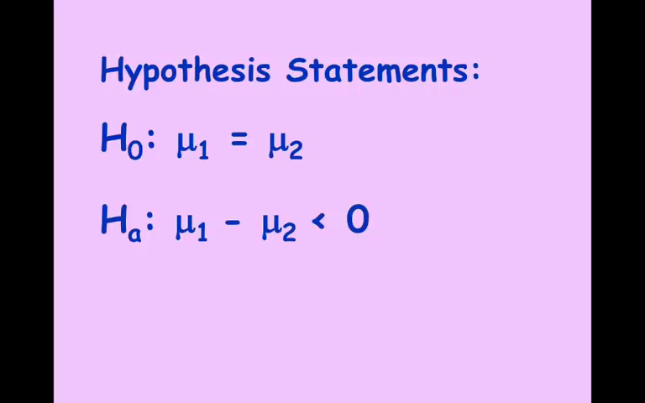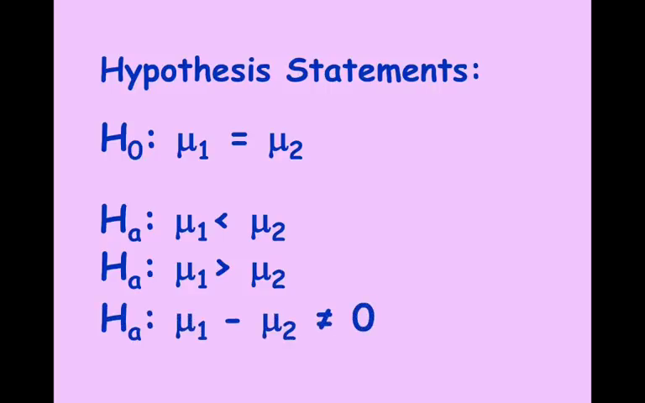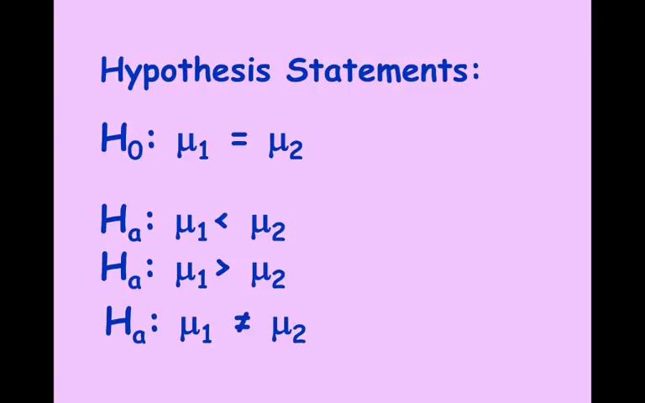Now, in looking at our alternative hypothesis, it could be that the difference in the means is less than 0. It's a negative difference if we took mean 1 minus mean 2. Doing a little bit of algebra, that also means that mean 1 is less than mean 2. We could also have an alternative hypothesis where the difference in means is greater than 0, or that means that mean 1 is greater than mean 2. And then finally, we might not know which one is greater, but we know that they are simply not equal to 0. Their differences are not 0, which means the two means are not equal to each other.